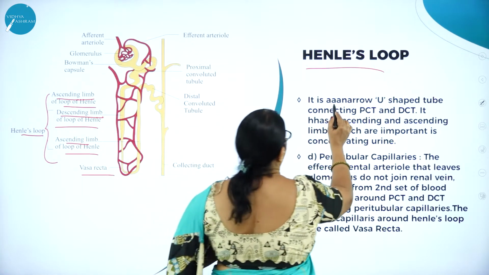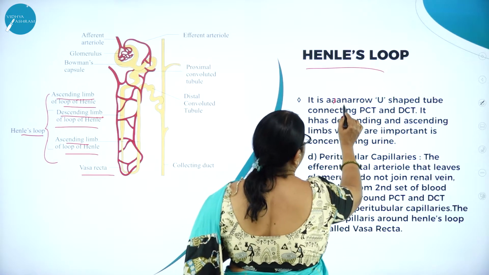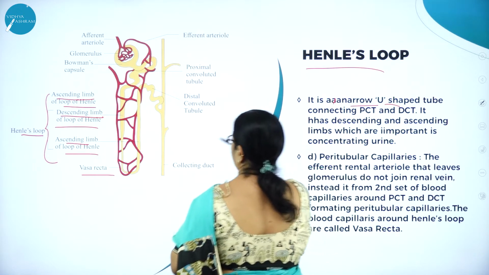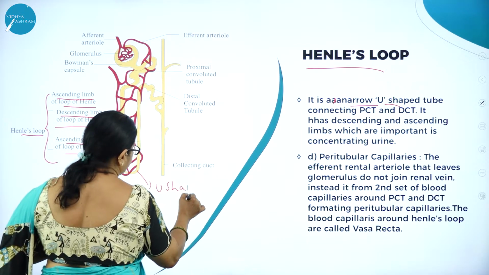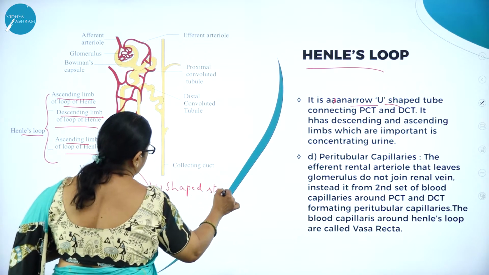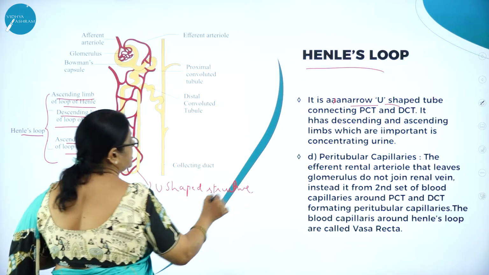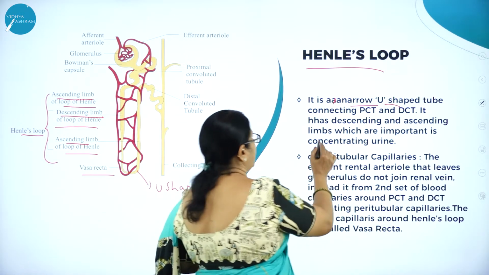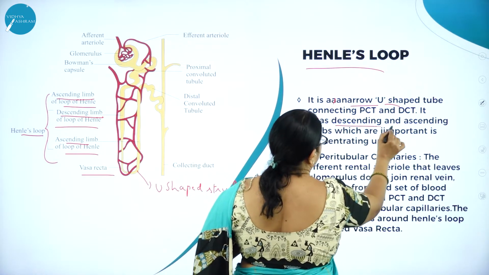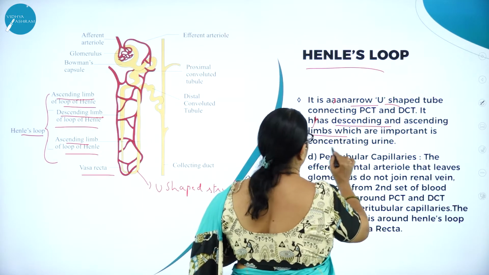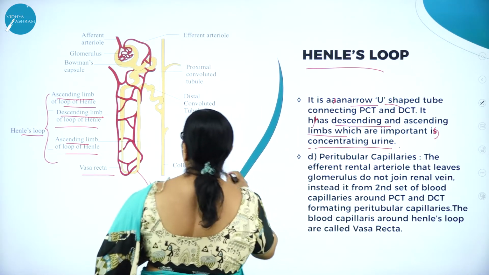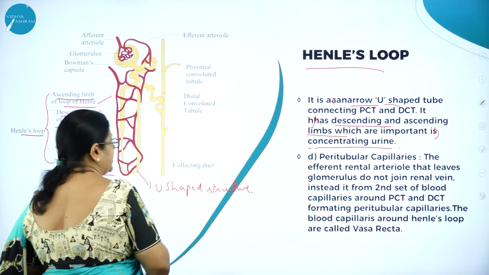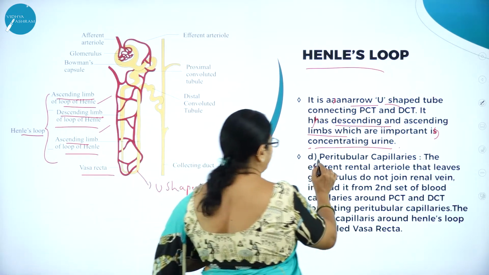So Henle's loop, it is a narrow U-shaped structure. So here you can see it is a U-shaped structure, and it has descending and ascending limbs which are important in concentrating the urine. So here you can see the ascending limb and the descending limb. Next comes the peritubular capillary.